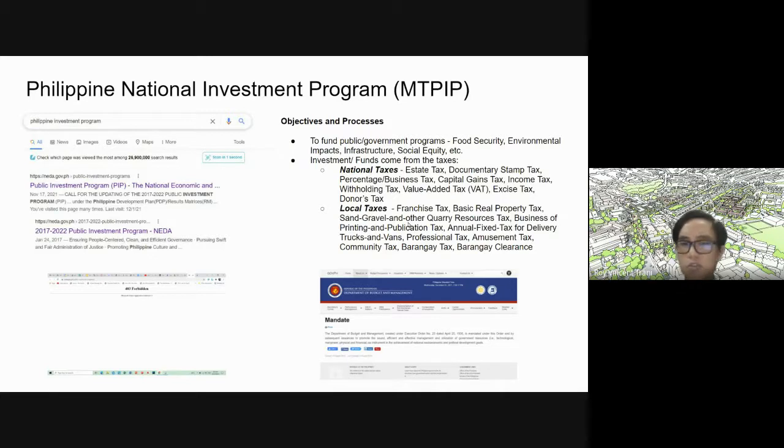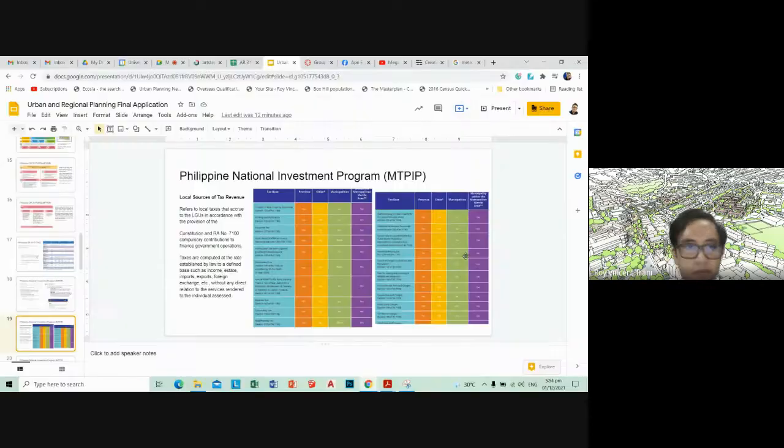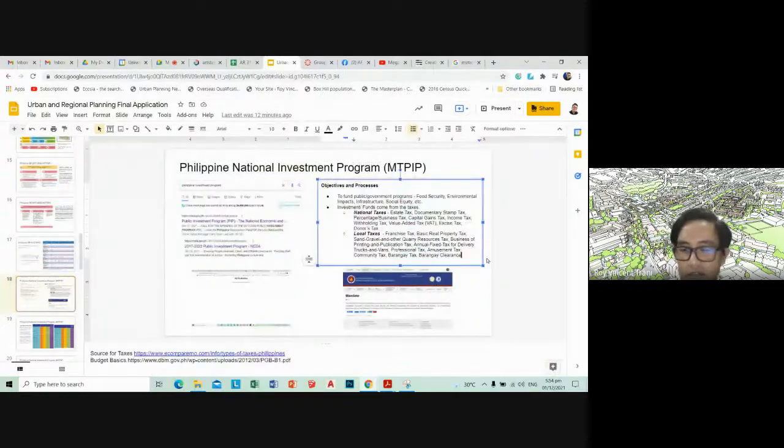The local taxes, which will be applied in municipalities and LGUs: franchise tax, basic real property tax, sand, gravel, and other quarry resources tax, businesses of printing and publication tax, annual fee tax for delivery trucks and vans, professional tax, that's for anyone with a professional license, like doctors and architects, you'll be taxed. Amusement tax, community tax, barangay tax, and barangay clearance tax. So just to give you an idea of how many kinds of taxes there are.